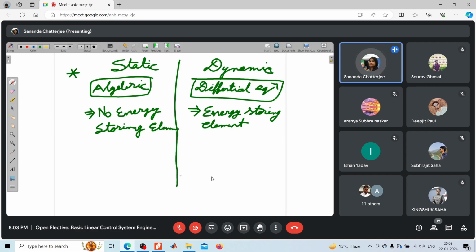Second, how many independent energy storing elements will be there? The order of the differential equation. The order of the differential equation will give me the order of the system.